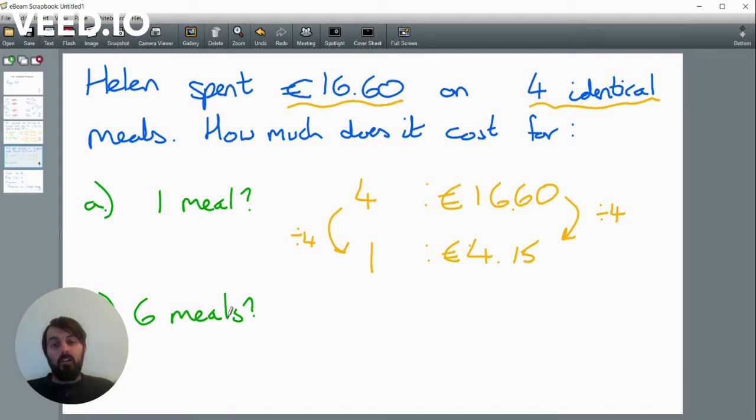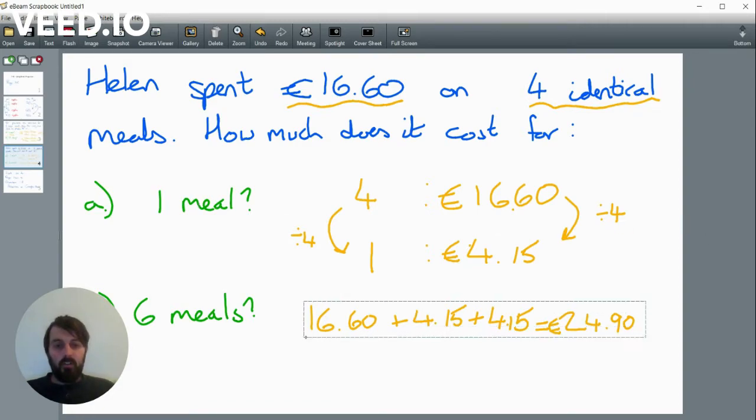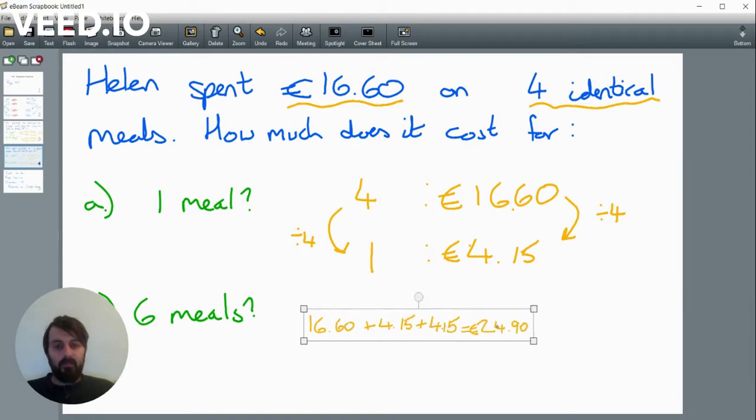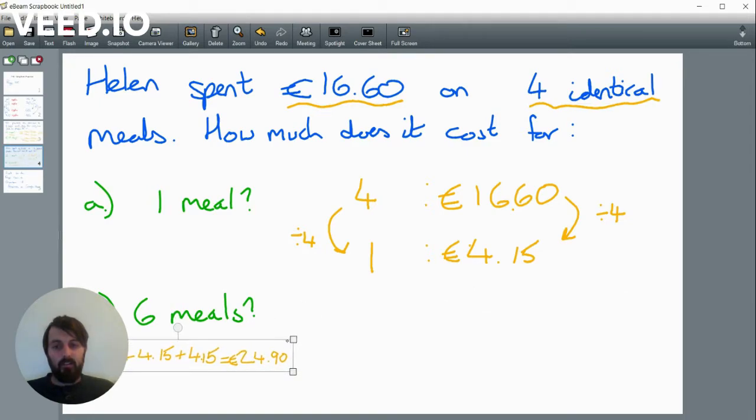Okay. Now for 6 meals, you've got 2 options here. You can either use what you've found out in part A. So I'll do that quickly. 6 meals is going to be what it costs for 4 meals, and you can add on 1 meal, add on 1 meal. And what do you get? That's €24.90. So you can just use what you've found in part A if you found 1 meal. You could also do 1 meal and times it by 6 to go up to your 6 meals.